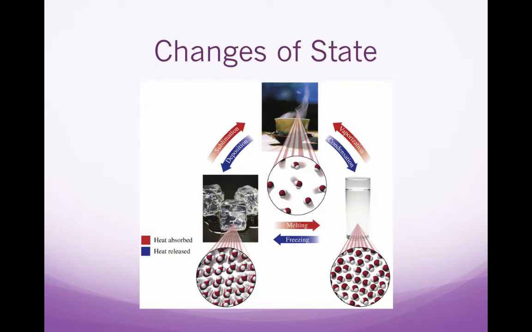Okay, now let's talk about changes of state. If we have a liquid and it becomes a gas, that's called vaporization. And heat has to be absorbed for that to happen. If we go from a gas to a liquid, that's called condensation. Heat has to be released for that to happen. If we go from a liquid to a solid, that's called freezing, and heat has to be released in that process too. But if we go from a solid to a liquid, melting, heat has to be absorbed.